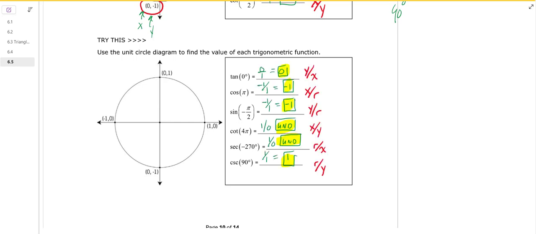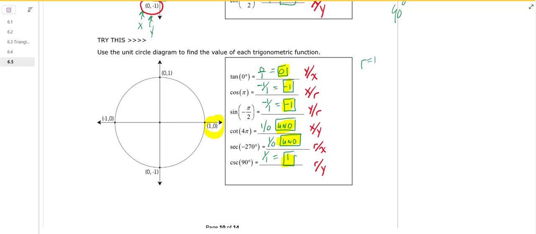Okay, so if you want to check your answers, you can do that. So I'll go over them. If you got them all right, you can move ahead if you want to. The tangent's y over x. So if we're at 0 degrees, we're just looking at this point. So the y value is 0, r is 1. Remember I said just choose r to be equal to 1. So you get 0 over 1.